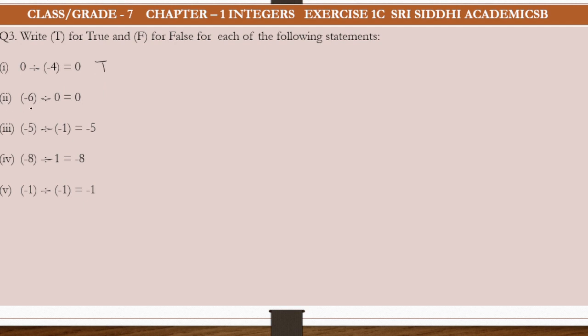Then bit 2, question 6: minus 6 divided by 0 is equal to 0. This is false. Why? Don't even look at the sign. Don't even think whether it's an integer or not. Any number, let the number be n, divided by 0 is always undefined. We do not know the quotient. If I write it like this, the denominator can never be equal to 0.